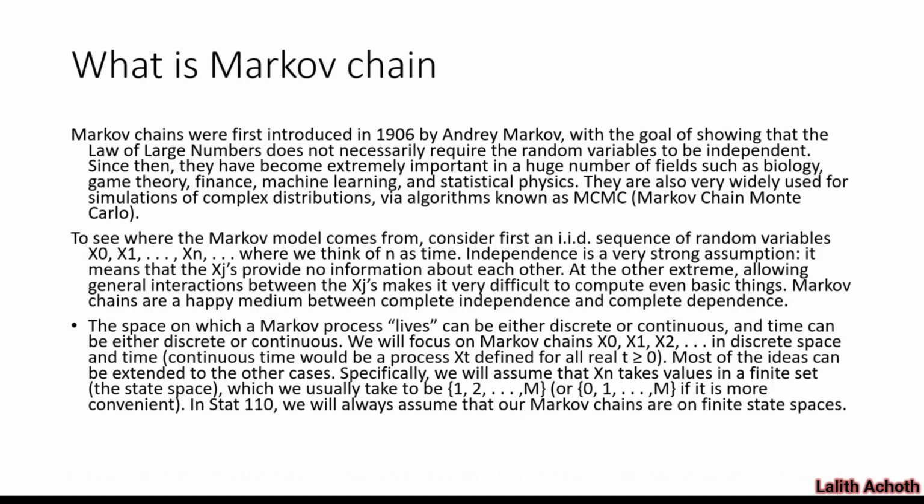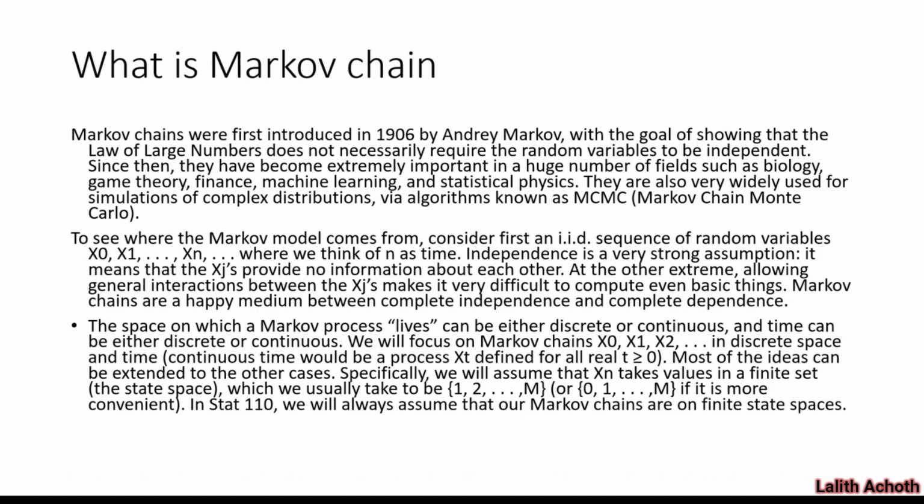The space in which Markov processes live can be either discrete or continuous, and time can be either discrete or continuous. So you can use both in continuous and discrete time, but you have to assume cohorts so as to make it discrete. So we will focus on a Markov chain x1, x2, x3 in a discrete space and time. Continuous time would be a process xt defined for all real t greater than 0. Most of the ideas can be extended to the other cases. Specifically, we will assume that xn takes values in a finite set, that is the state space, which we usually take to be 1, 2, 3 to m, or 0, 1, 2, 3 to m, if it is more convenient.